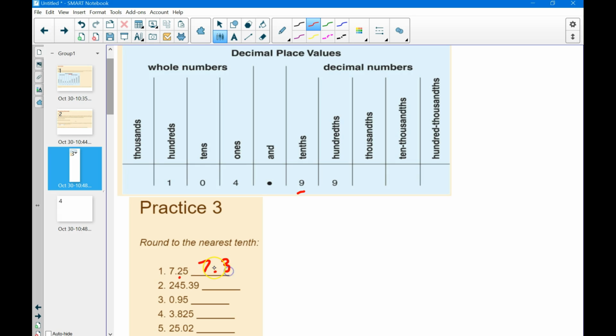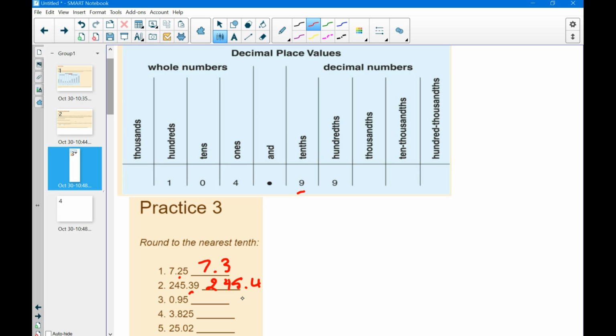Once again, we have 245.39. We round off to the 3, that's the tenth. Look at the number behind it, and it's actually 9. So because the number on the right hand side of the 3 is greater than 5, we round the 3 up, and that becomes 245.4.